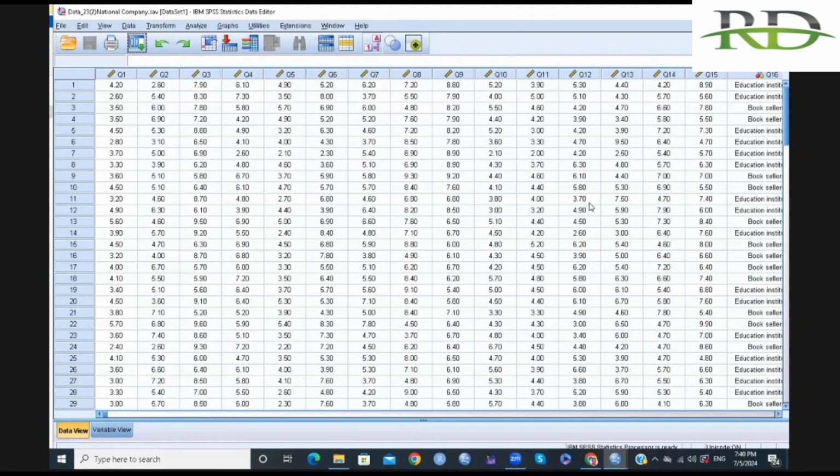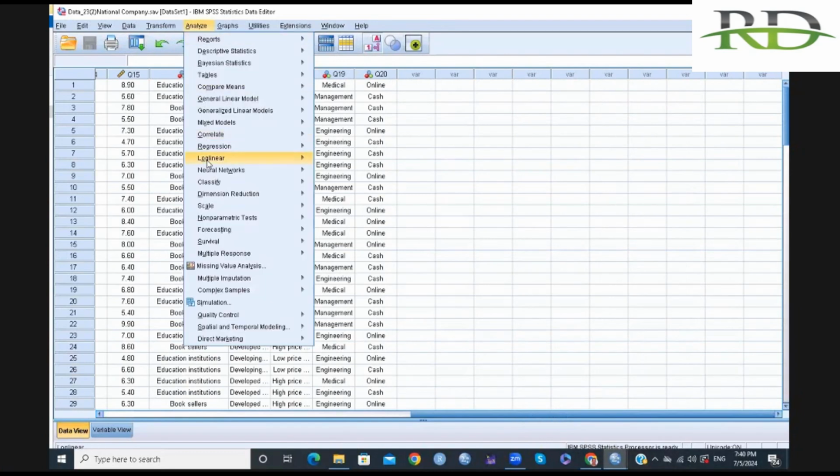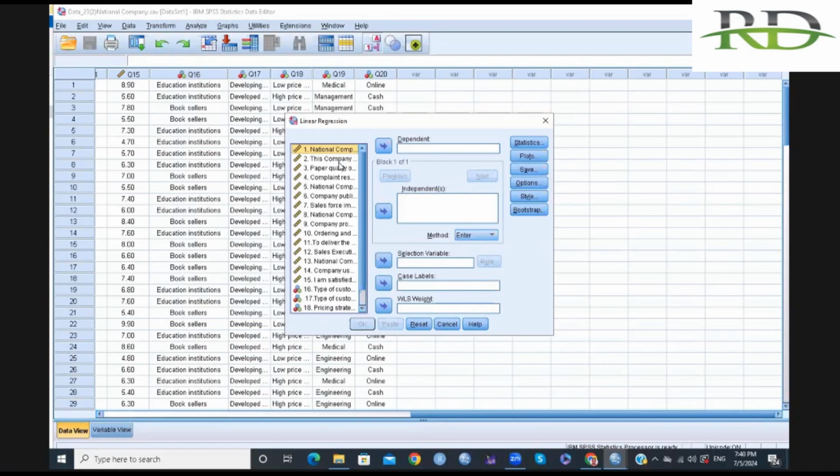See here, we have so many variables. Yes, sir. Okay, so let us do it this way: we go to Analyze, then Regression, and then Linear. You say this 15th question is the dependent one, and all these 14 questions are independent. You put them here, and we have used stepwise regression. Then just click OK.